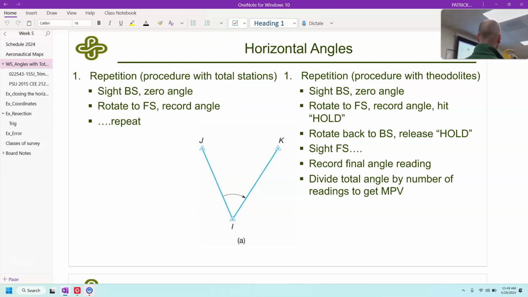On that one, I could zero my angle initially, rotate over, sight, and then press hold. Hypothetically, let's say this was about a 30 degree angle. I press hold, go back and sight my station again, hit release, it would be starting at 30 degrees, rotate, add another 30, be up to 60. It more or less is just adding up your angles for you, but then you would just divide by the number of angles at the end to get your mean. I guess that was a common tool back in the day, but with modern technology and storing things in computer memory, it's a little less necessary.